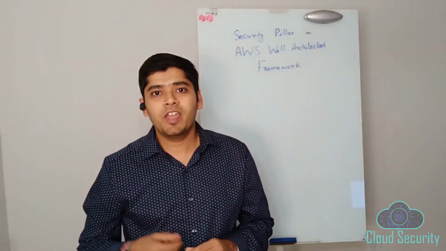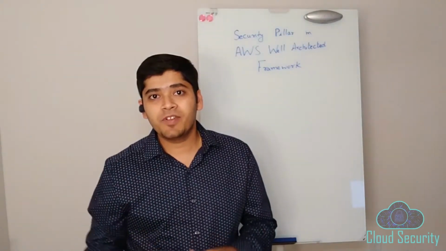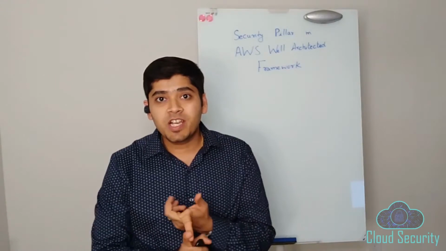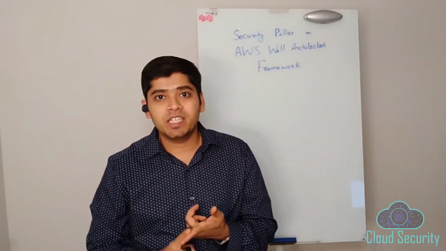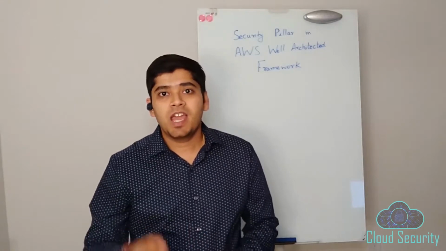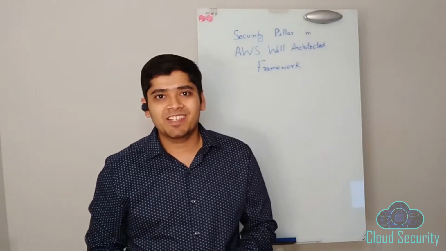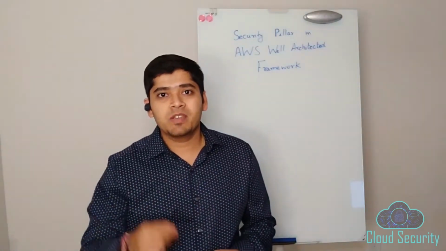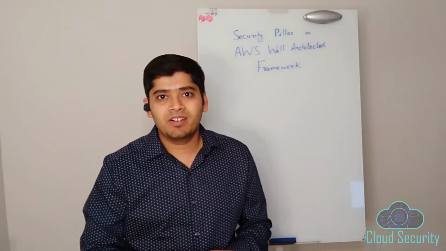As part of AWS Well Architected Framework, there are 5 pillars: operational excellence, reliability, cost optimization, performance efficiency, and last but not the least, security. As part of this video, we will be discussing more about the security pillar.